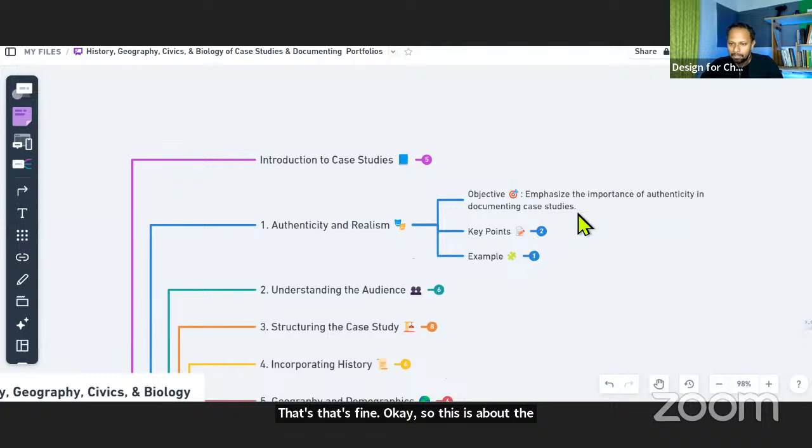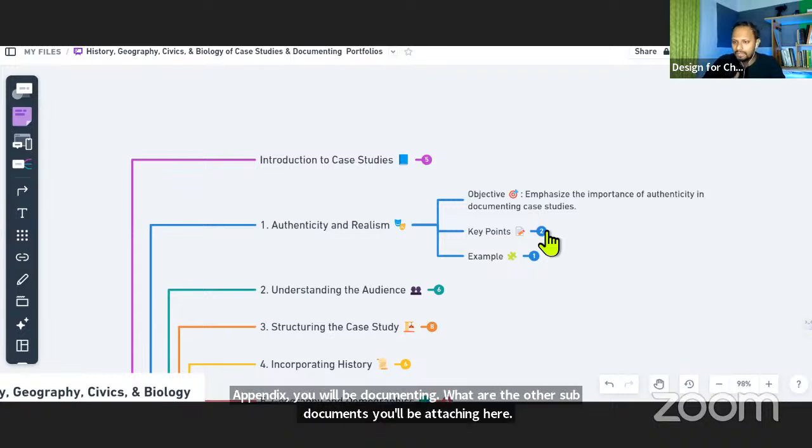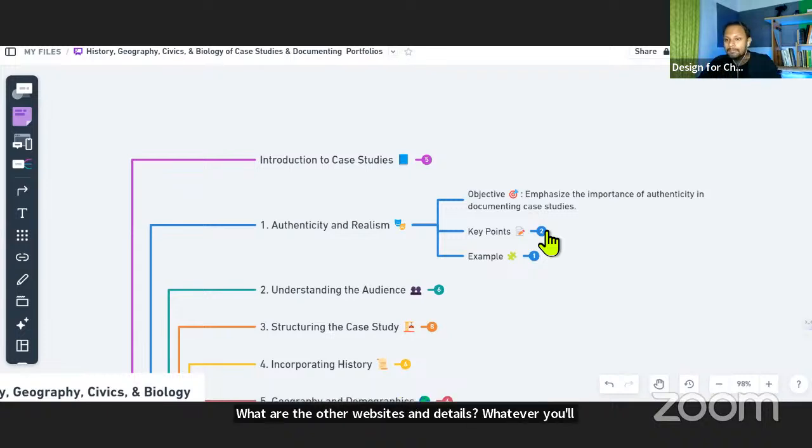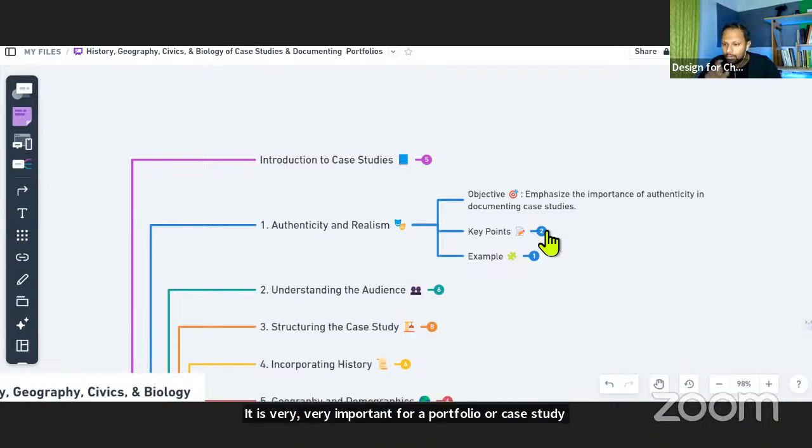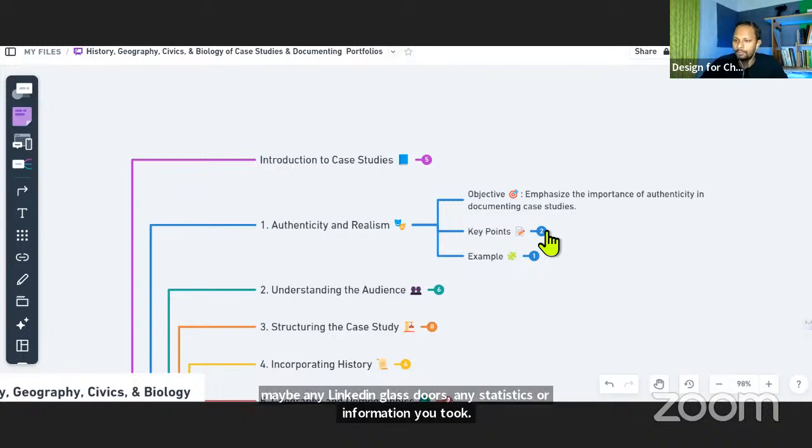First, let's go a little deeper into the importance of it. When you're doing case studies, you need to structure a page called appendix. You need to structure a place called bibliography. In the appendix, you will document the other sub-documents you will be attaching here, the other websites and details. And in the bibliography, you will put where you have taken the information from. It is very, very important for a portfolio or a case study to be structured. If you're not able to credit the work, like say you've taken some information from the website of the Indian Health Ministry, or from an Infosys website, or LinkedIn, Glassdoor, any statistics or information you took, you need to credit it properly in your bibliography.